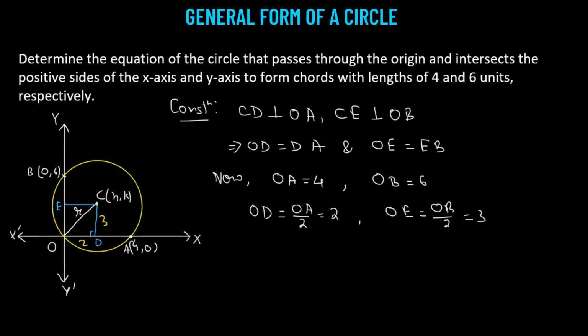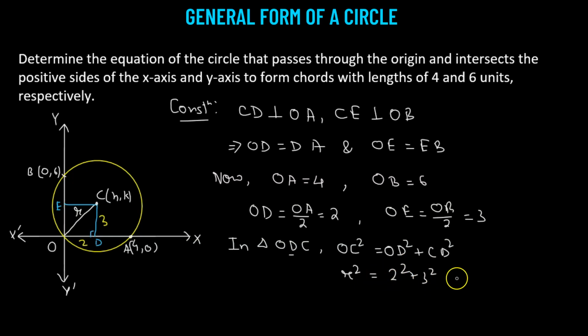Now we can easily find out the radius by using the Pythagoras theorem. For this, let's use the triangle. So in triangle ODC, this is a right angle triangle at D. We can use the Pythagoras theorem. So we have OC squared equals OD squared plus CD squared. OC squared is going to be the radius squared. So we have R squared equals 2 squared plus 3 squared. So 4 plus 9, that's 13. So R squared comes out to be 13. Now that we have this, our radius will be simply taking the positive square root, that will be square root of 13.